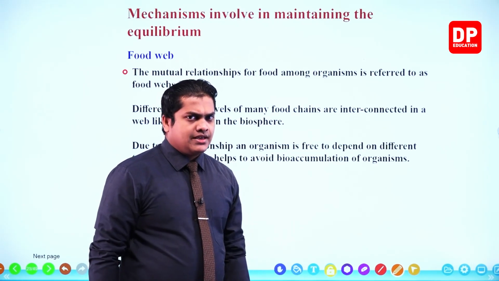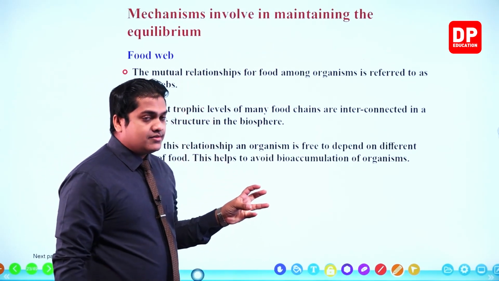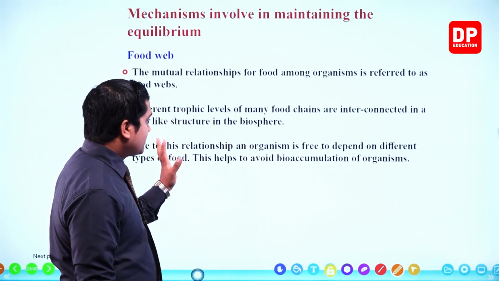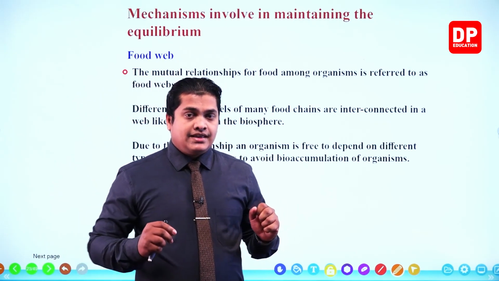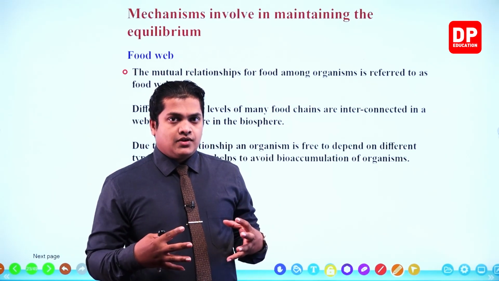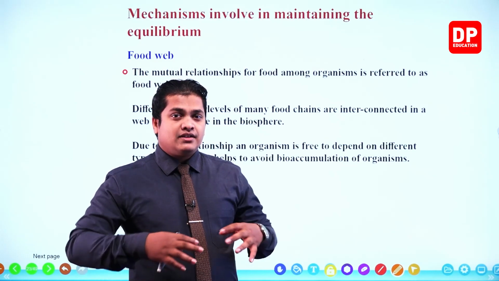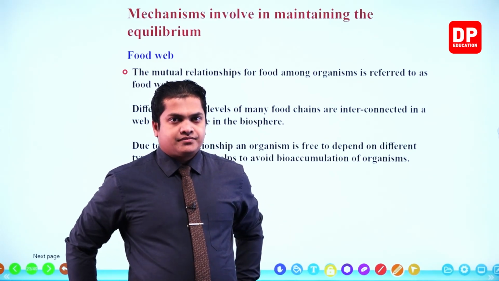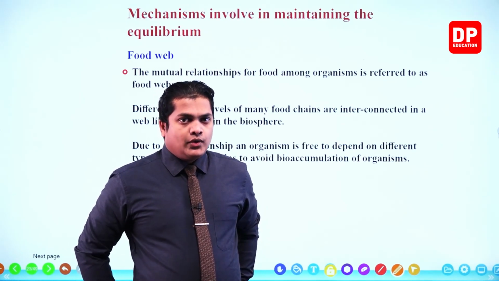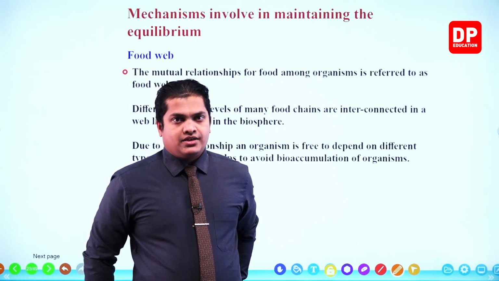But there is a special thing. Different trophic levels of many food chains are interconnected in a web-like structure in the biosphere. Here the other specialty is that the organisms or these links in a food chain are interconnected in several ways, in order to create the food webs, my dear children.